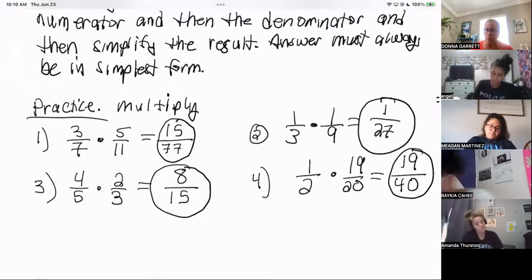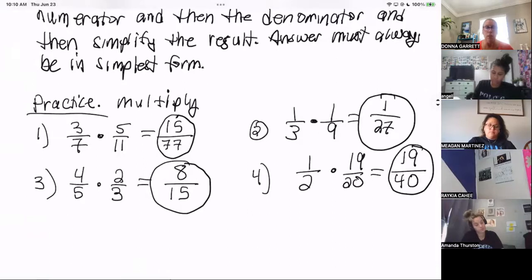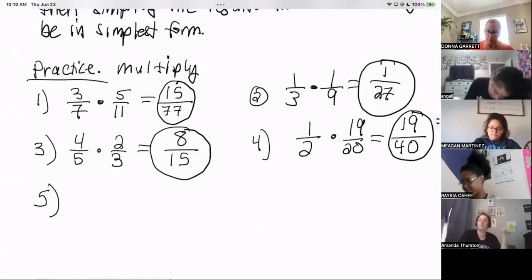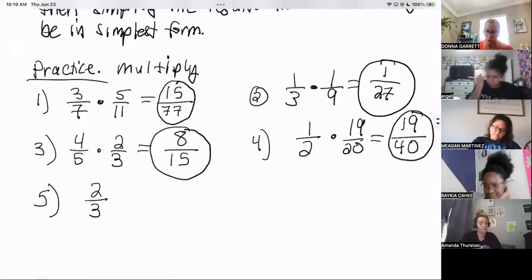So that's nice when you don't have to simplify. So let me show you one that we do have to simplify. Two-thirds times 6/9.